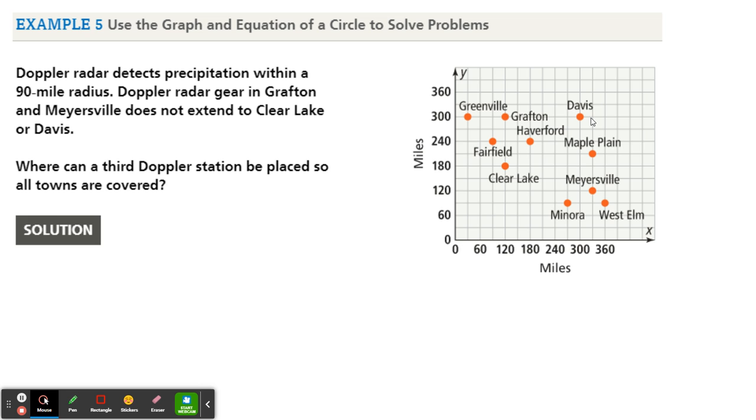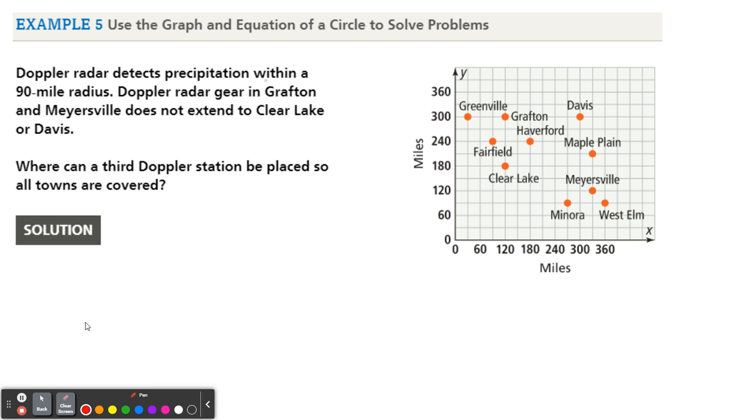It says a Doppler radar detects precipitation within a 90-mile radius. Doppler radar gear in Grafton and Myersville does not extend to Clear Lake or Davis. Where can a third Doppler station be placed so that all towns are covered? So let's first draw a picture of the 2 Doppler radar systems that they already have in place.